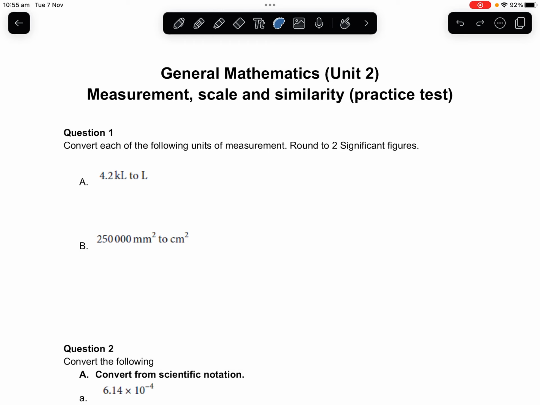4.2 kiloliters to liters. So in your textbook on page 384, there is a little flowchart that you can follow that can help you convert between different units. So for kiloliters and liters, we need to times it by 1,000. So 4.2 times 1,000 gives us 4,200 liters.